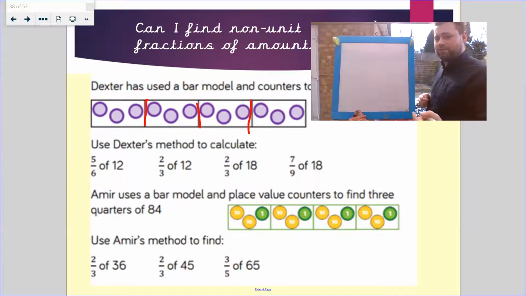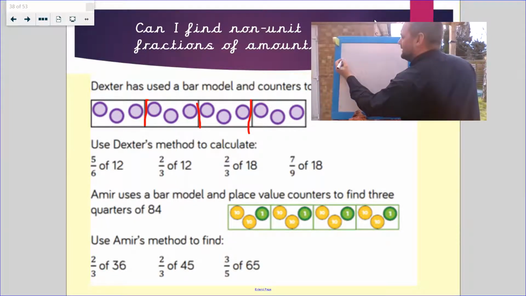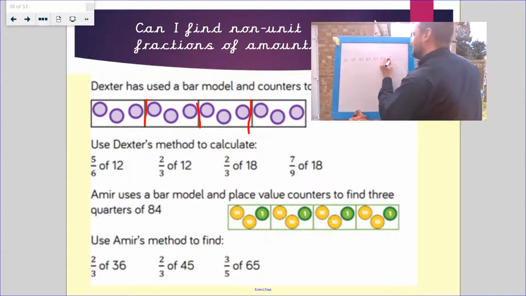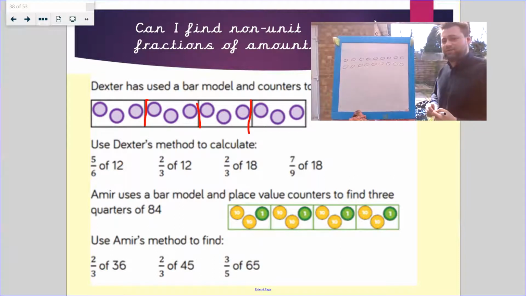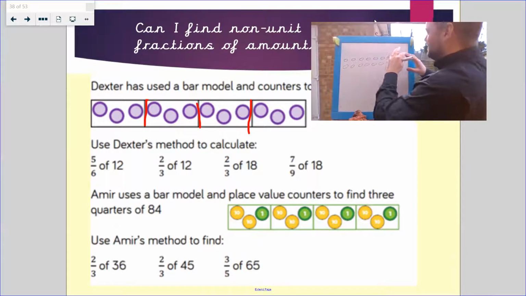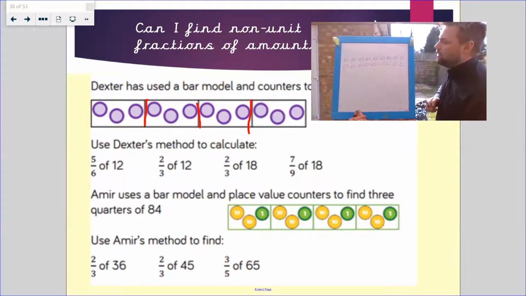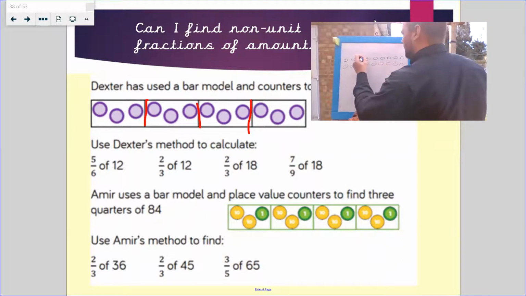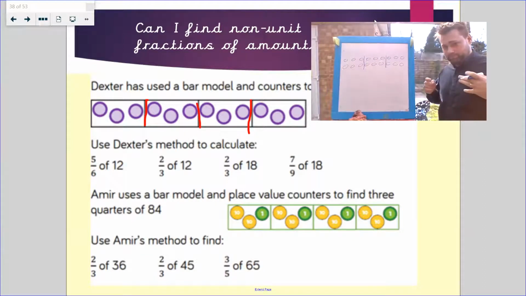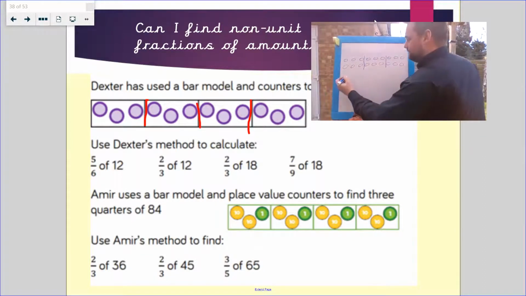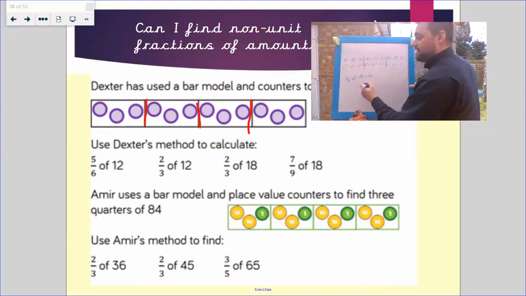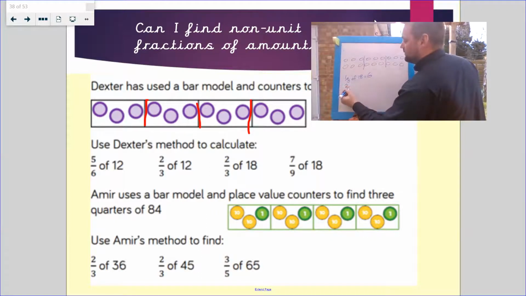Okay, good. Welcome back. Let's go through this. Okay, so we've got 18 now. So we're going to have 18 counters. 1, 2, 3, 4, 5, 6, 7, 8, 9, 10, 11, 12, 13, 14, 15, 16, 17, 18. Now the first question asks us to find 2/3 of 18. So we're now going to split our groups into 3. Okay, so we've got a group here and we've got a group here. We now know that 1/3 of 18 is equal to 6. But the question is asking us for 2/3.